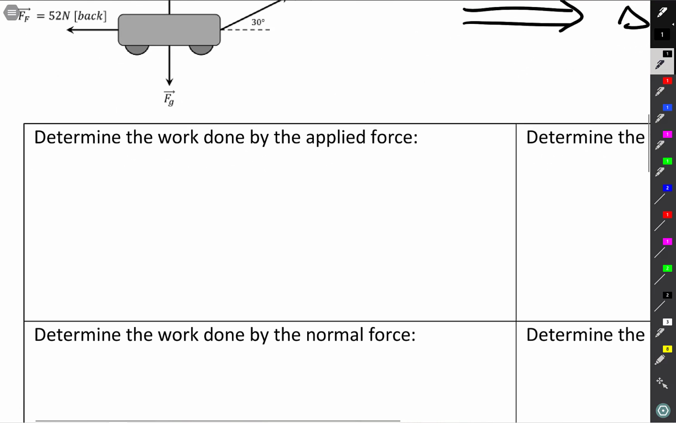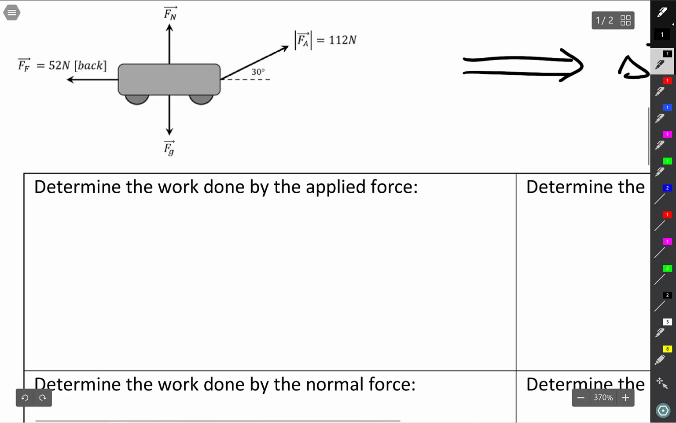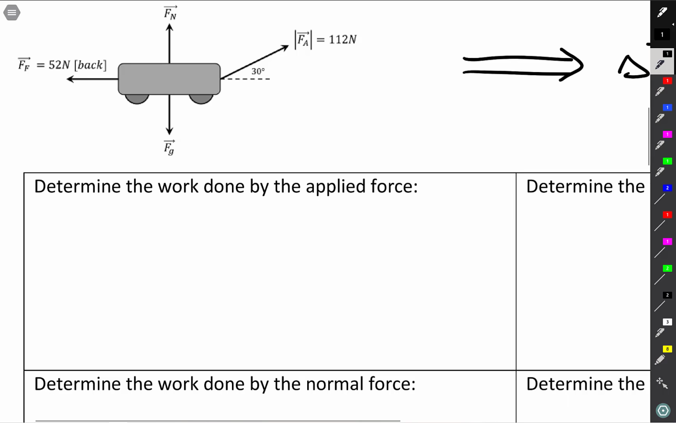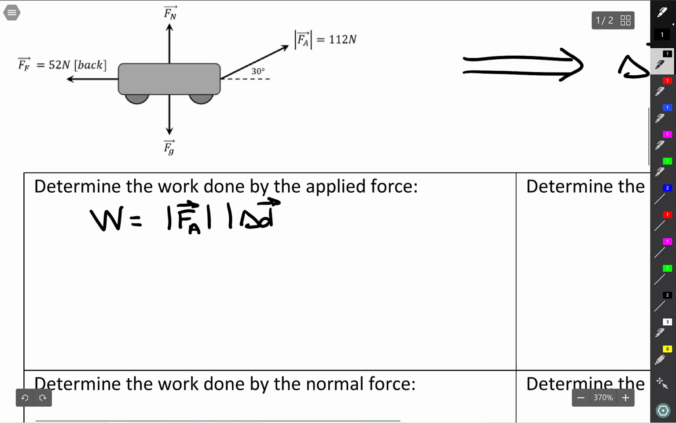Okay, so let's determine the work done by the applied force. The applied force is acting at an angle of 30 degrees above the horizontal, and it has a magnitude of 112 newtons. The displacement is along the horizontal direction, so the angle between the force vector and the displacement vector is 30 degrees. So let's work out the work. Work is equal to the magnitude of the applied force vector, times the magnitude of the displacement, times cosine of the angle between them, cosine of theta.